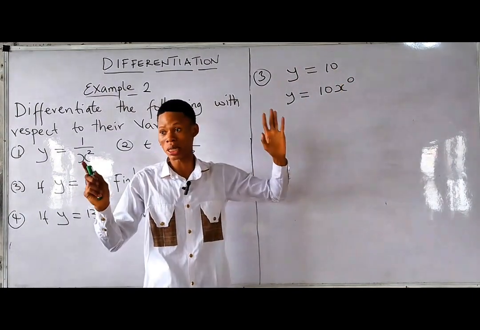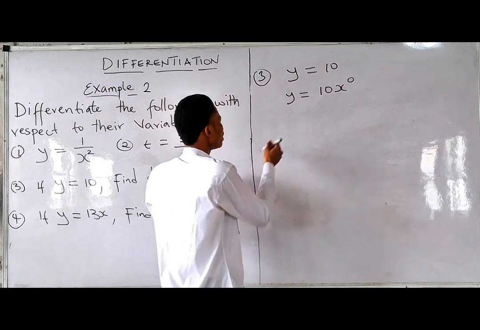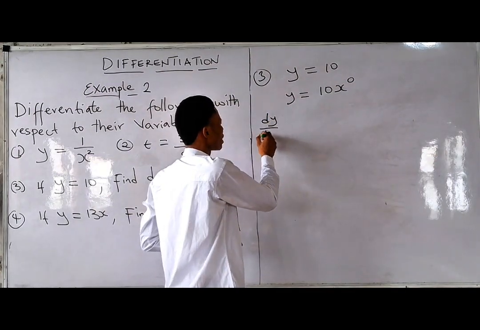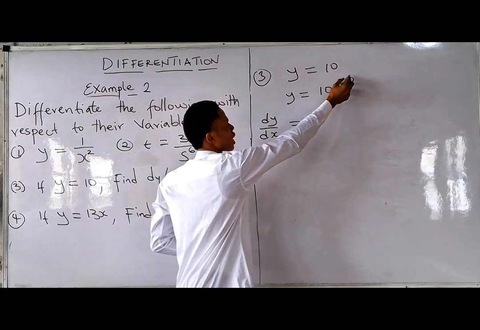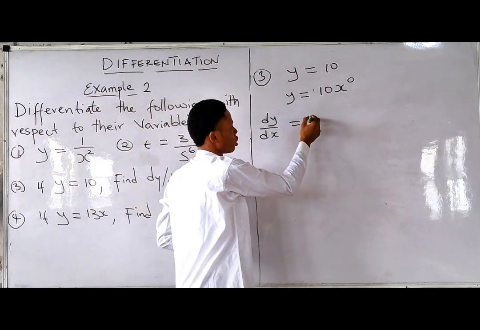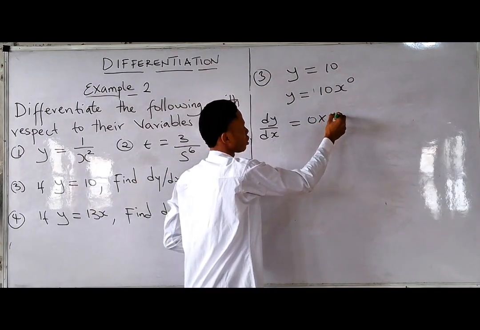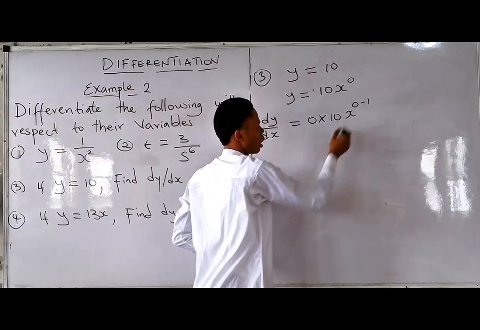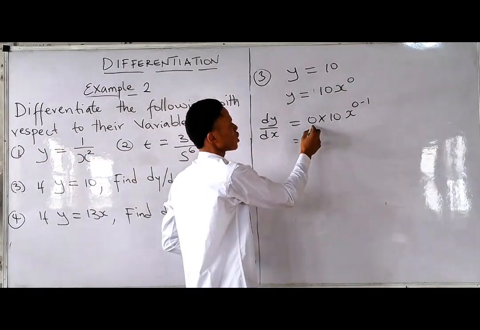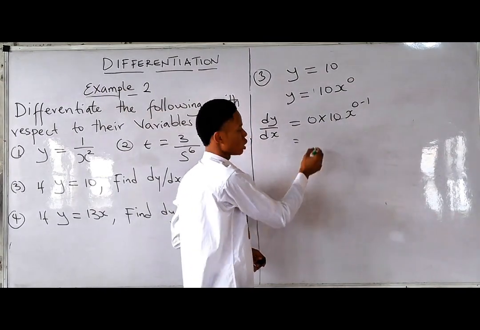You've not changed anything. Now if you are differentiating this, dy over dx of this will give us 0 times 10, right? 0 times 10 and x raised to the power 0 minus 1. So you'll be having 0 times everything here is what? 0.